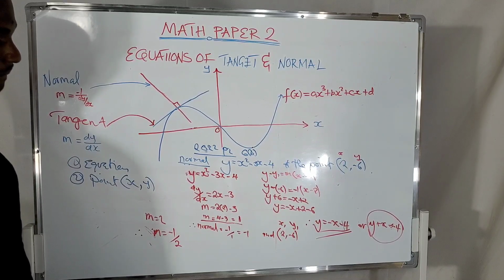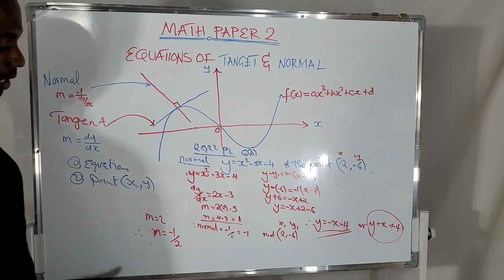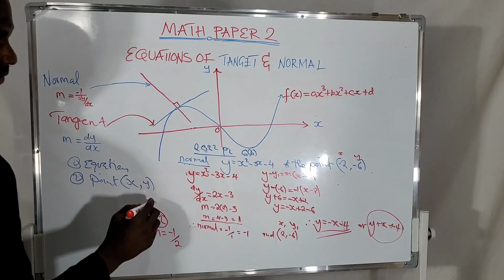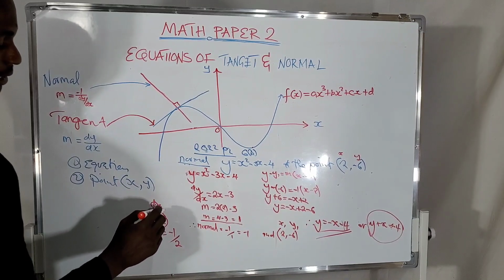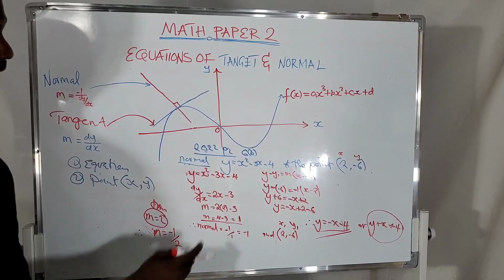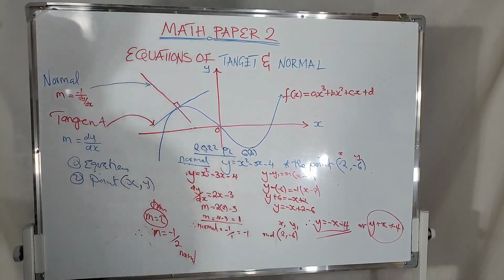So this one is considered the tangent, and this one is the normal. It is as simple as this.